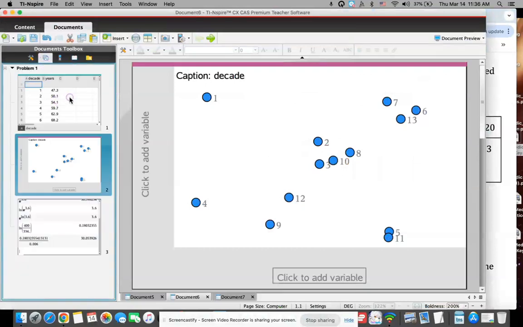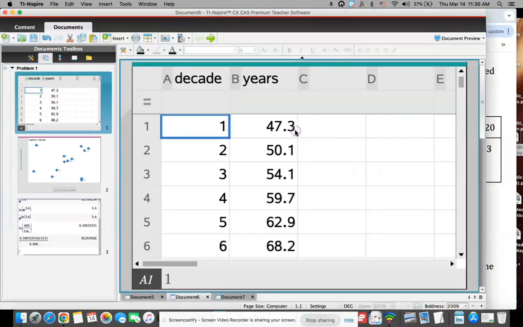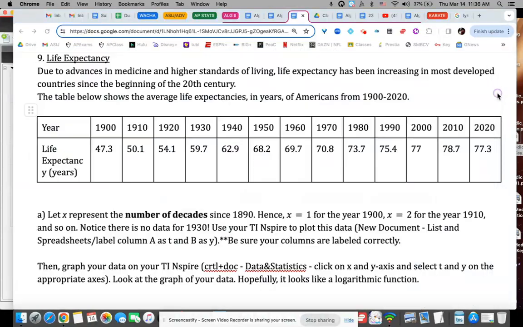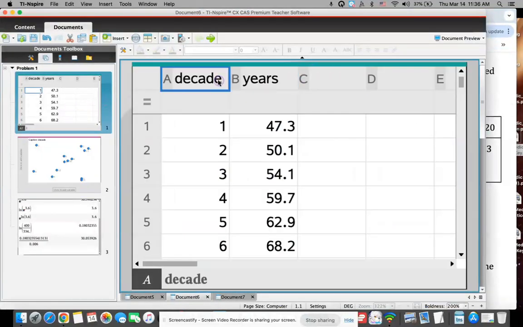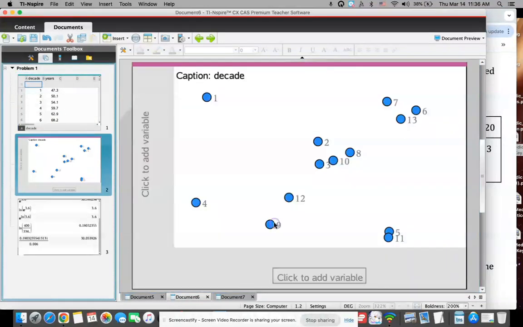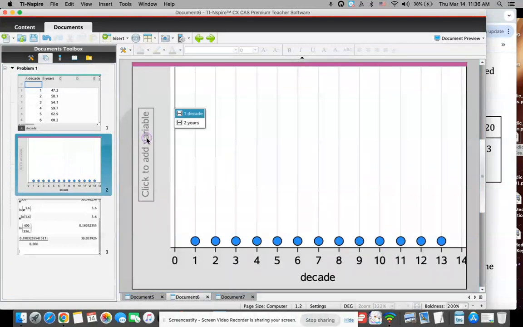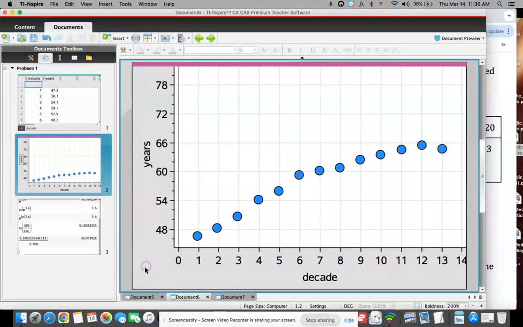So let me go back to the spreadsheet here. You'll notice how I put 1 in there. I didn't put 1900. I just put 1. All right, 1, 2, 3, 4, 5 for decades. So this is 1900, 1910, 1920, 1930. I just have to remember that when I'm doing it. Oh, why did I put years over here? Oh yeah, it's life expectancy, but in years. So this is decades time-wise, and this is years for life expectancy. That's what I have. So I want to put decade down here because that's how many decades have gone by, and then I'm going to put years over here for my life expectancy.